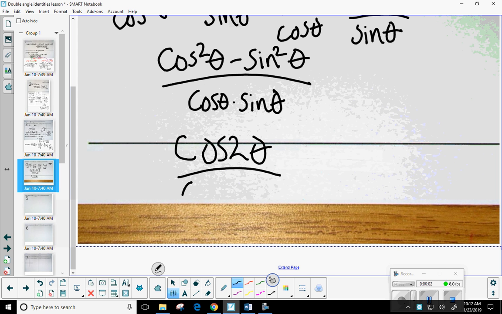Okay, she used an identity because remember, cotangent of 2 theta, how many identities or versions does it have? Actually, it has 3. And cosine squared minus sine squared is one of the 3, so that is cosine of 2 theta. So now we have cosine times sine. Okay. Now, is this okay what she's doing? She's multiplying by a version of 1. So long as she doesn't change the value, yeah, this is perfectly fine. Good.